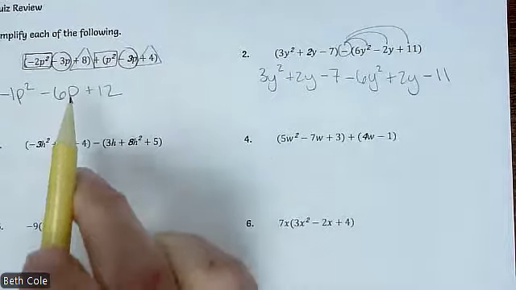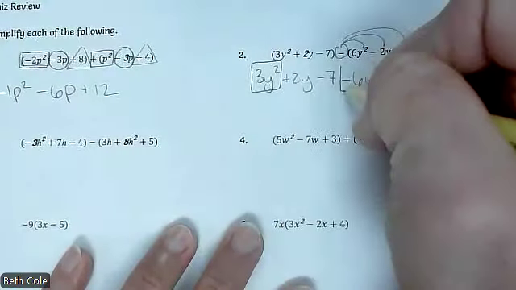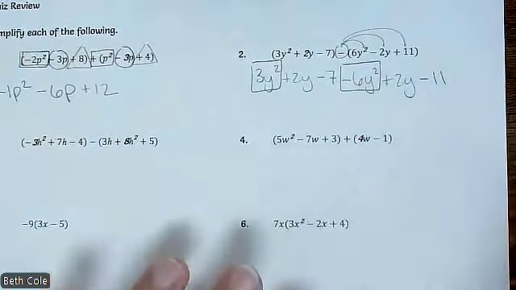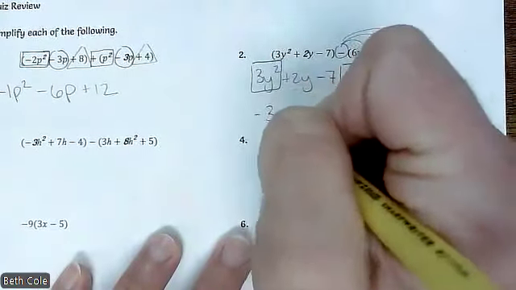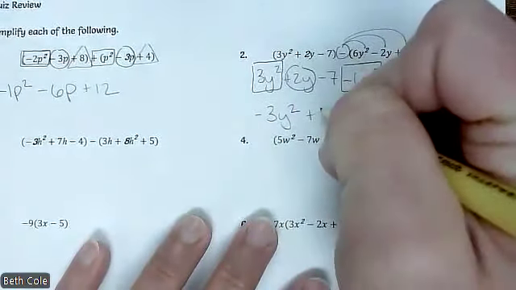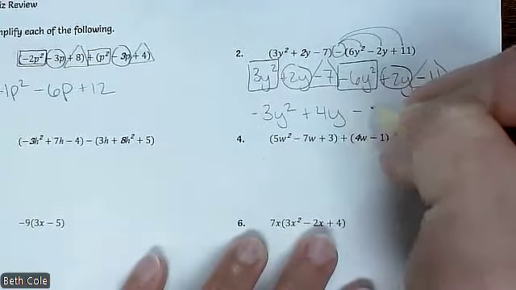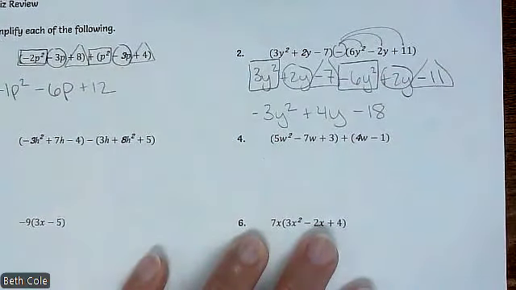Then you're going to do the exact same thing we did in question 1 and put them all together. So 3y squared minus 6y squared, -3y squared. Good job. 2y plus 2y is 4y. And then -7 and -11 is -18.